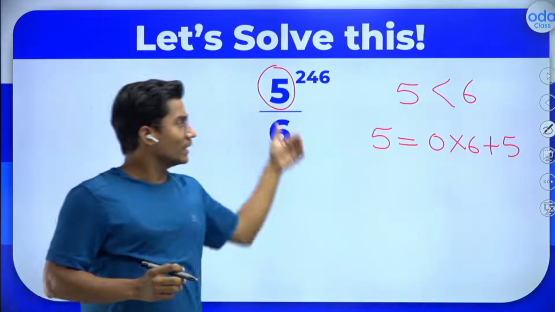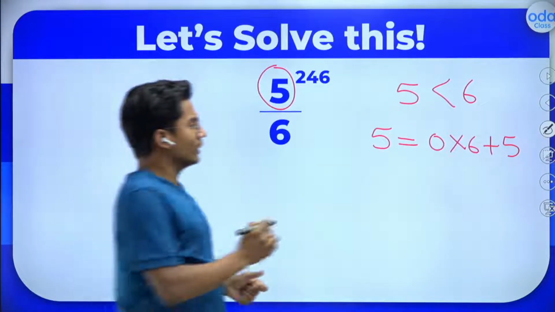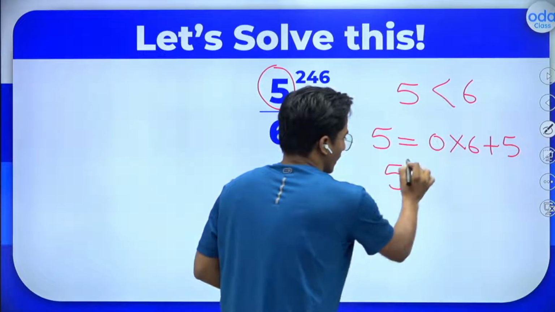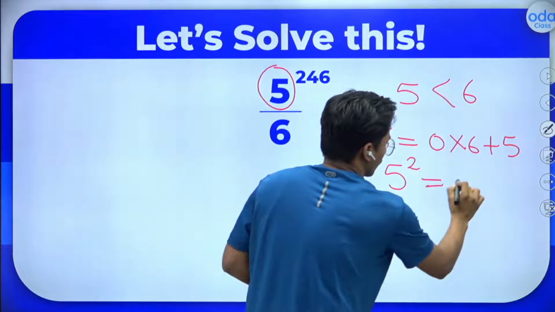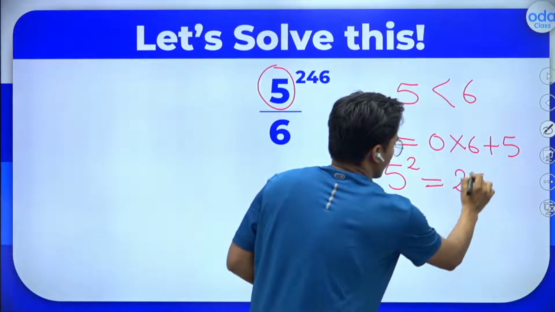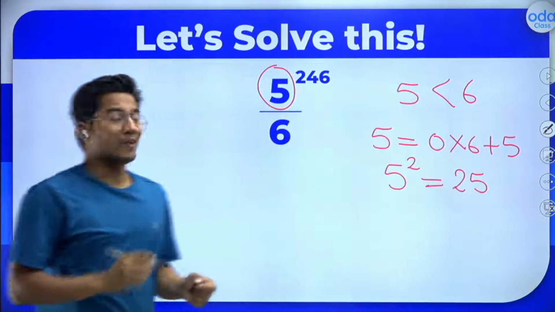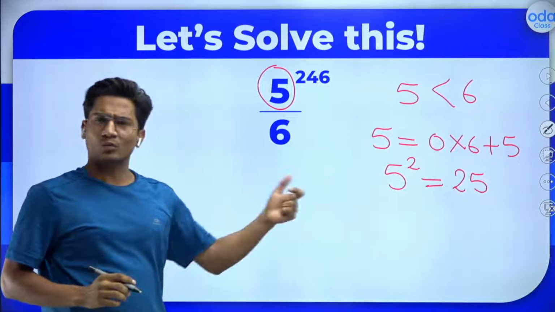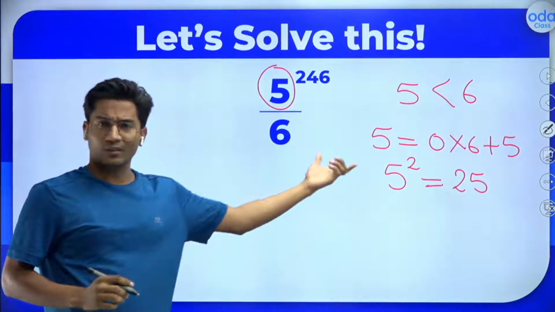So just try to check if I increase this power. I know that 5 exponent 2 is 25. So if I am having 5 exponent 2, this is 25. I know this part, right? This is very easy for me.